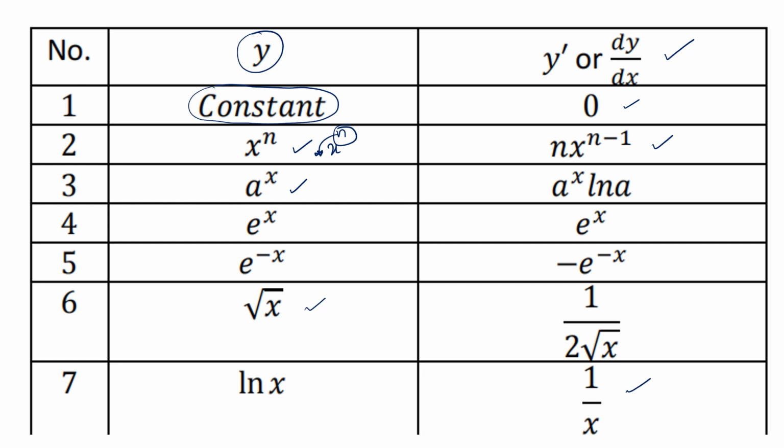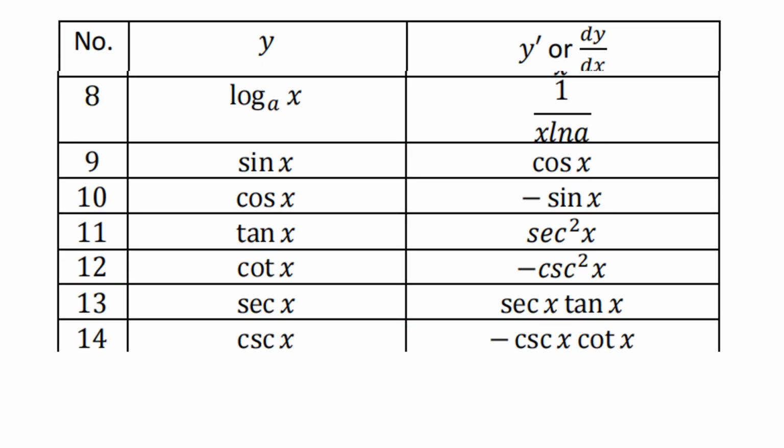So like that I will continue the table. Here you have to see. Previously we had natural logarithm. Now here, log x to the base a. What is the derivative of this function? 1 divided by x ln a. Here ln means natural logarithm.